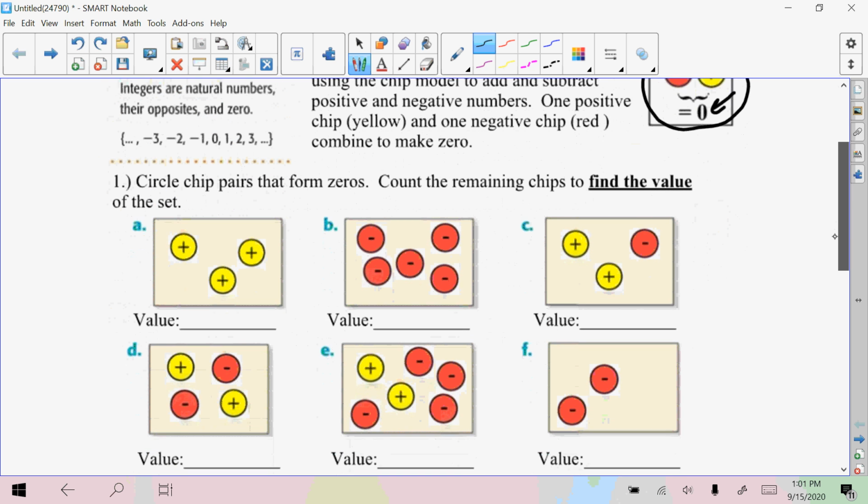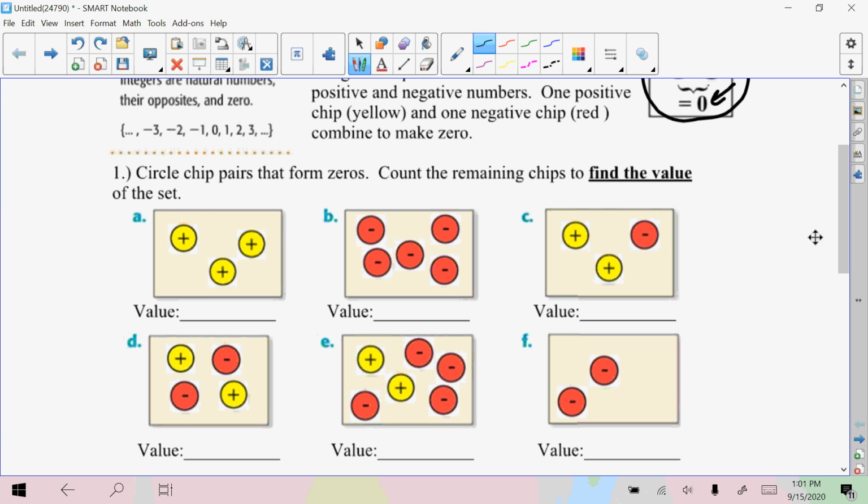So if you look at these first groups here, when there are no negatives in there, there's nothing you need to worry about. It's just +1, +1, +1, so the value is 3. These are all -1s, so the value of this picture is -5 because you have 5 -1s. Now when you have a negative and a positive, let's circle those together, because together that's a 0. And other than that 0 right there, we have a 1, so the value of this group is 1.